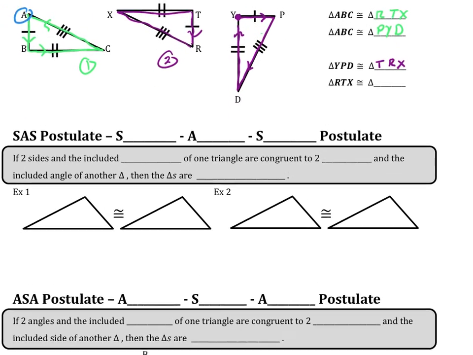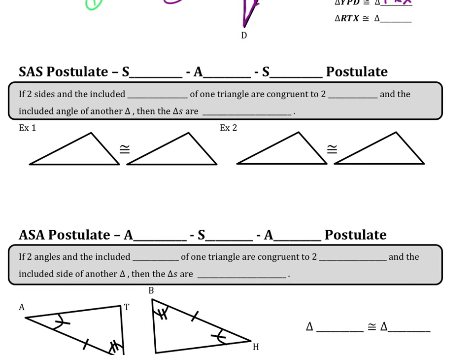All right, so our next one is the side angle side postulate. So order absolutely matters. This is side, angle, side. This states if two sides and the, here's the important part, included angle of one triangle are congruent to two sides and the included angle of another triangle, then the two triangles are congruent. So what's really important here is that the angle is the angle in between those two sides.